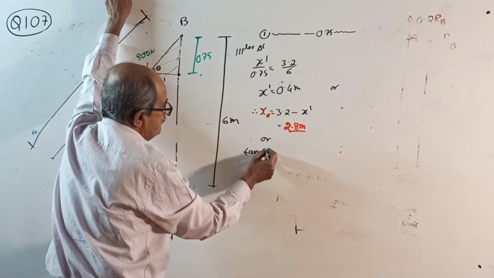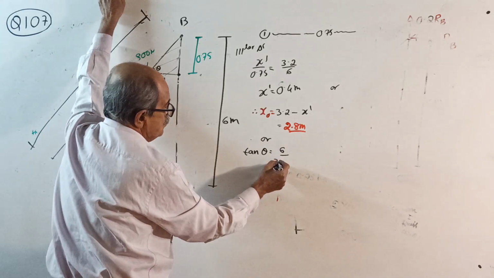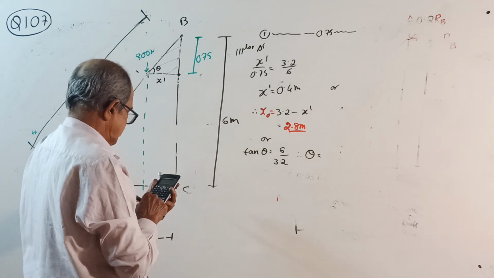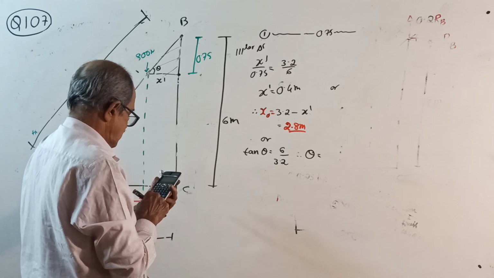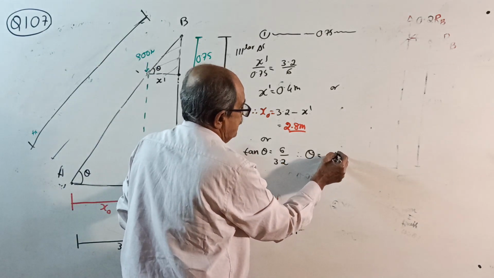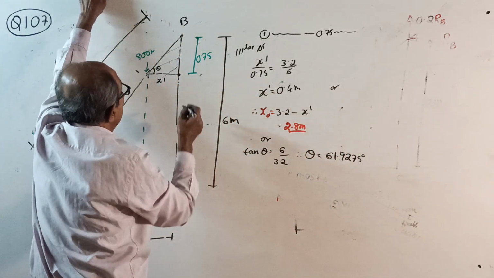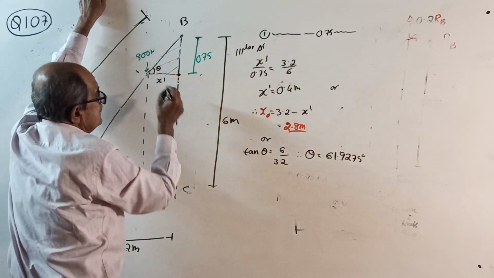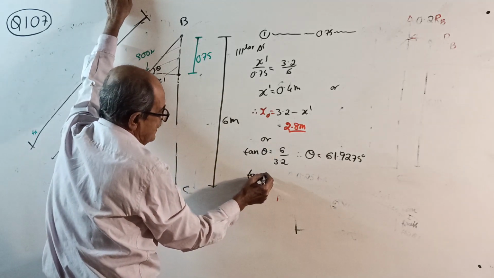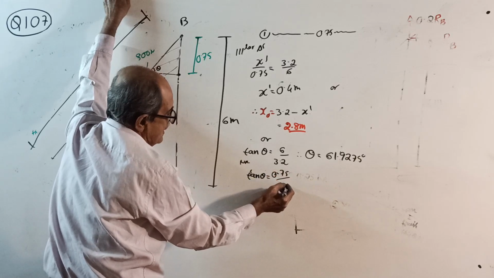Tan theta, you take the full triangle here, equal to 6 divided by 3.2. Therefore, get theta. 6 divided by 3.2, shift tan inverse, answer 61.9275 degrees. Then, in this triangle, you connect 0.75 and x dash. What is that one? Tan theta. Tan theta is once again equal to 0.75 by x dash.